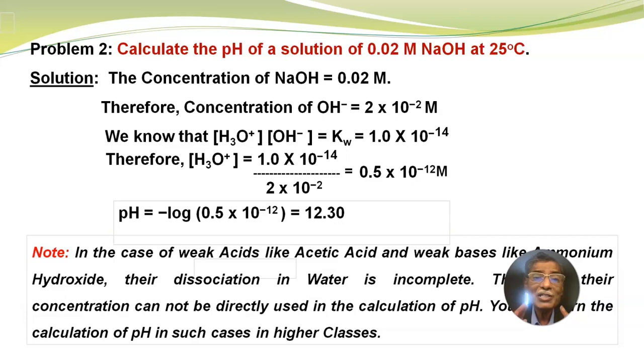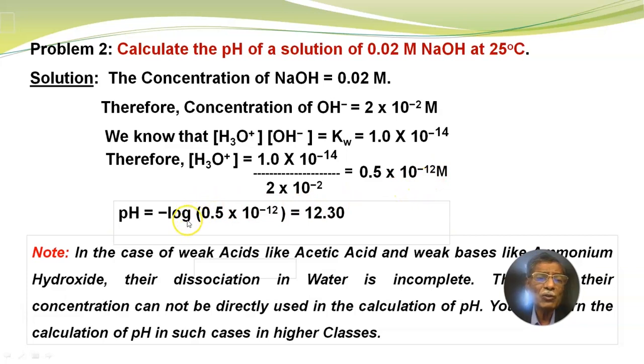Problem 2. Calculate the pH of a solution of 0.02 molar NaOH at 25 degrees Celsius. Solution. The concentration of NaOH is equal to 0.02 molar, that is given. Therefore, the concentration of OH- is equal to 2 times 10 to the power of minus 2 molar. We know that the concentration of H3O+ multiplied by the concentration of OH- is equal to Kw, which is equal to 1 times 10 to the power of minus 14. Therefore, the concentration of H3O+ you can calculate and it gives you 0.5 times 10 to the power of minus 12 molar.